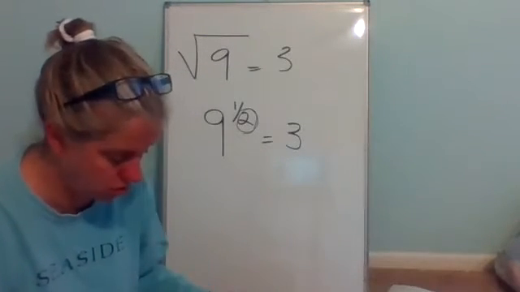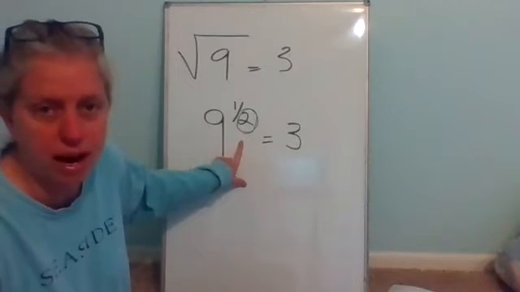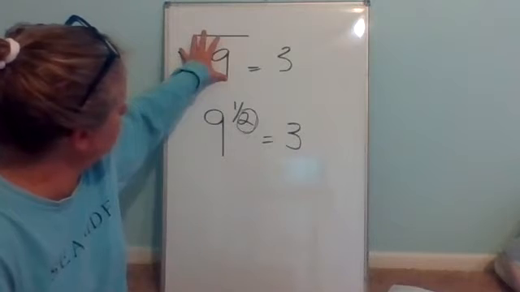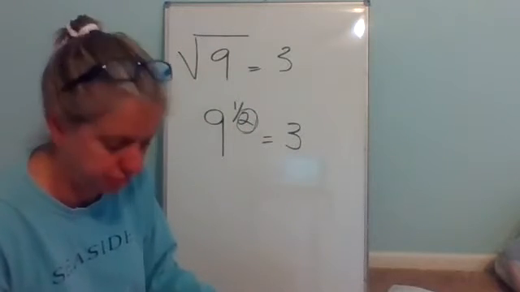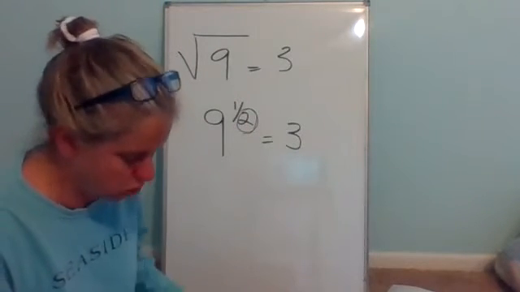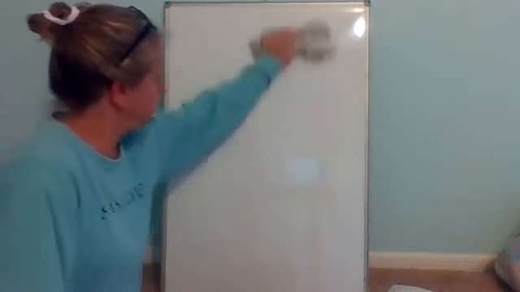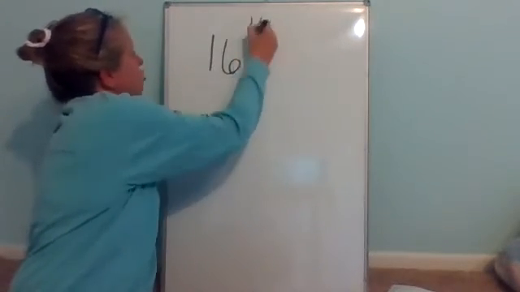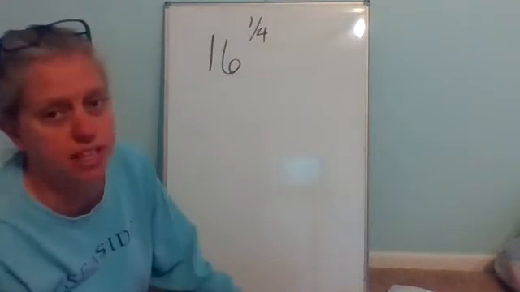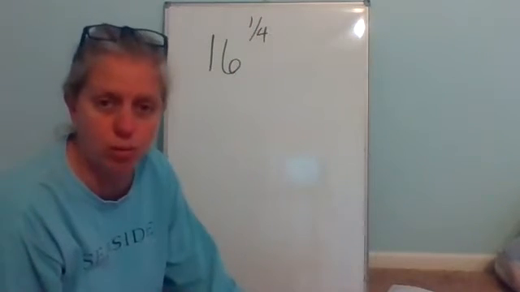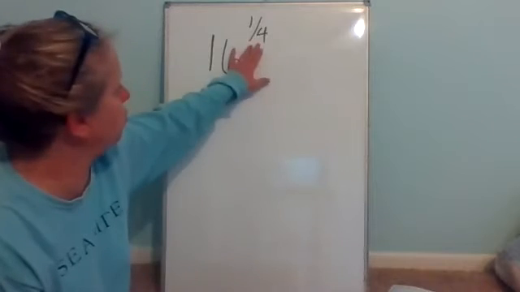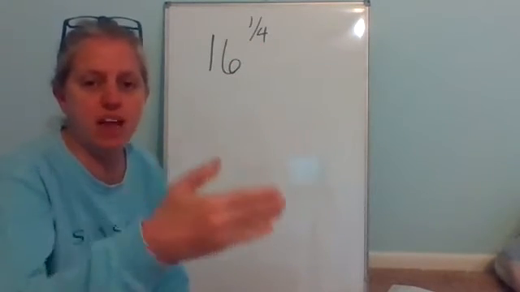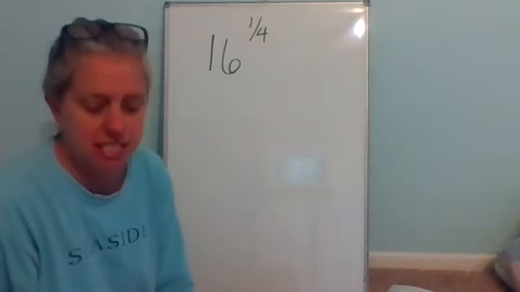Okay, like number 2. Oh, this was number 1. 9 to the 1/2 power is exactly what number 1 is. So again, square root, same thing as 1/2 power. Let's look at number 2. We've got 16, but it's to the 1/4 power, not the 1/2 power. So I'm not taking the square root. I'm actually taking the 4th root of 16, which means I'm trying to find what number, if I multiply it together 4 times, gives me 16.